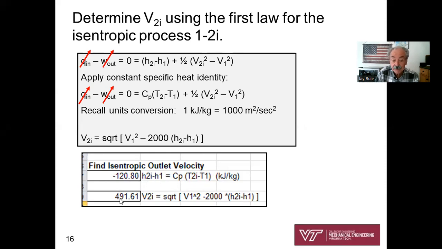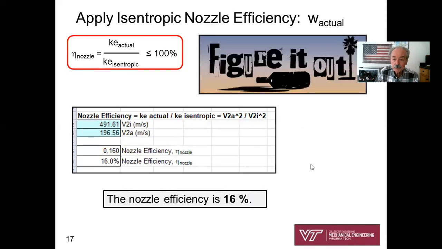So I've got V2 isentropic is 491.6 meters per second. That's really, really fast. Well, but that's not what we have, is it? We have an actual velocity that we just calculated a few slides ago. What we're driving at is nozzle efficiency. That's why we got nozzle efficiency.